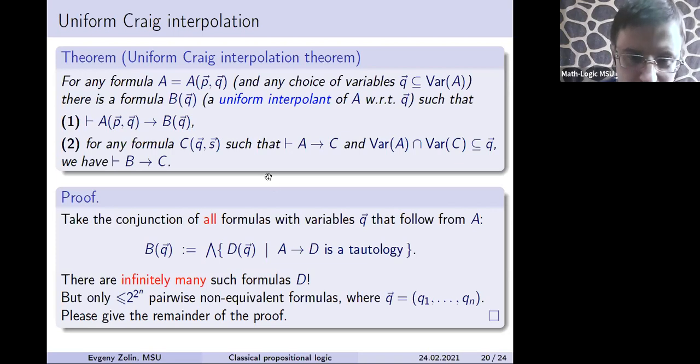And you can prove uniform Lyndon interpolation. You will need to take care of positive and negative formulas in A, in B, in C. As an exercise, try to formulate carefully the uniform Lyndon interpolation theorem. I will not go into details here.